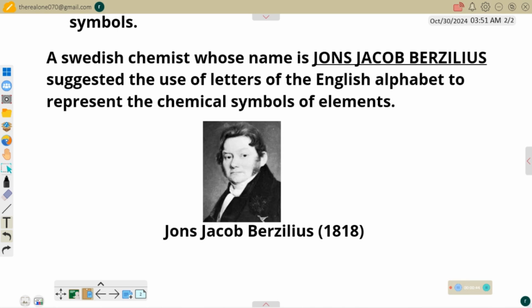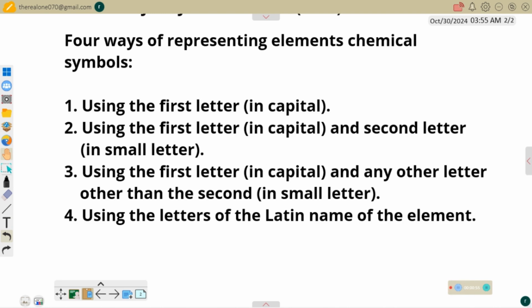So, using the method suggested by Jons Berzelius, there are four different ways that elements can be represented symbolically. The first way is using the first letter, and it has to be in capital letter. The second way is using the first letter in capital letter and the second letter in small letter. The third way is using the first letter in capital letter and any other letter other than the second in small letter. And finally, using the letters of the Latin names of the elements. The Latin name representation can also be any of these three methods.